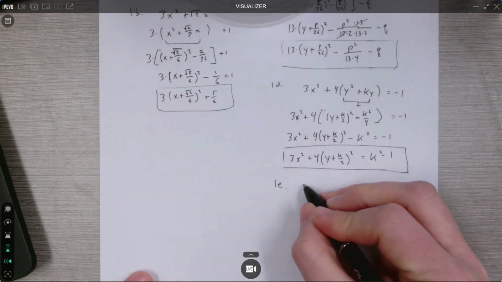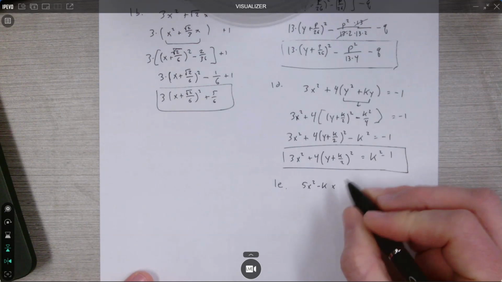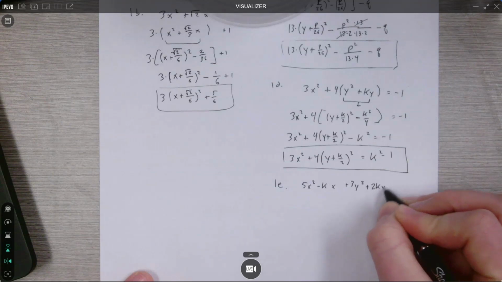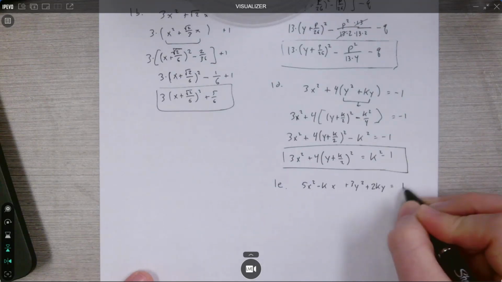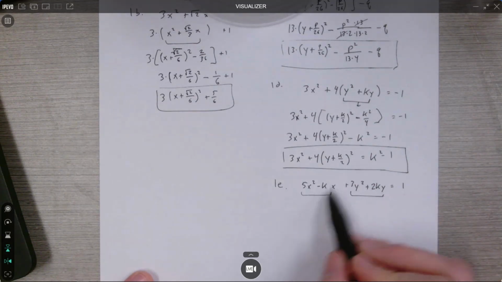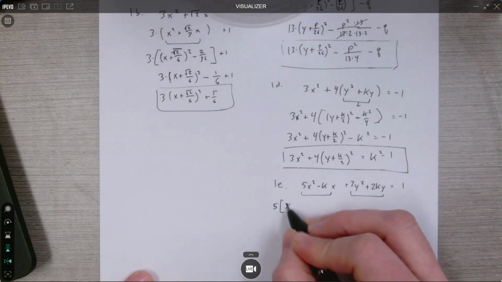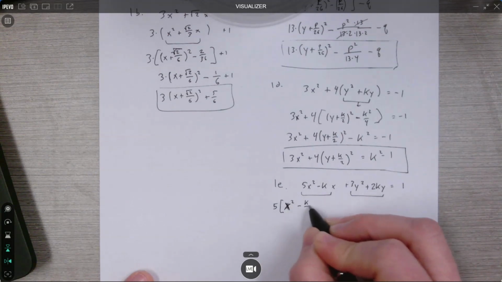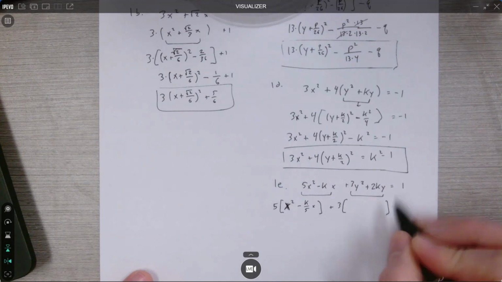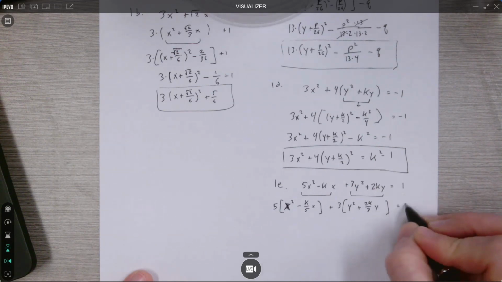So 1e says do the same thing, but it gives us a different equation, so 5x squared minus kx plus 3y squared plus 2ky. I'm going to move the negative 1 over to the other side to become positive 1. Okay, so here we've got to complete the square for both x and y. So I'll start off with x, factor out the 5. Well, I guess let's do it in multiple steps. Okay, so x squared minus k over 5 x. And then here we'll factor out the 3. So that's going to give us y squared plus 2k over 3 y equals 1.